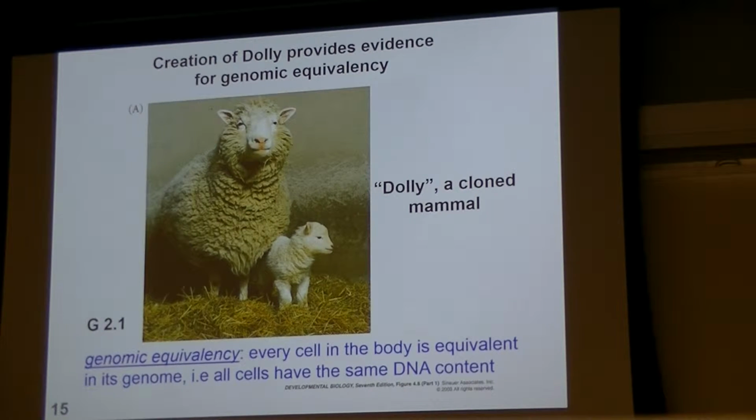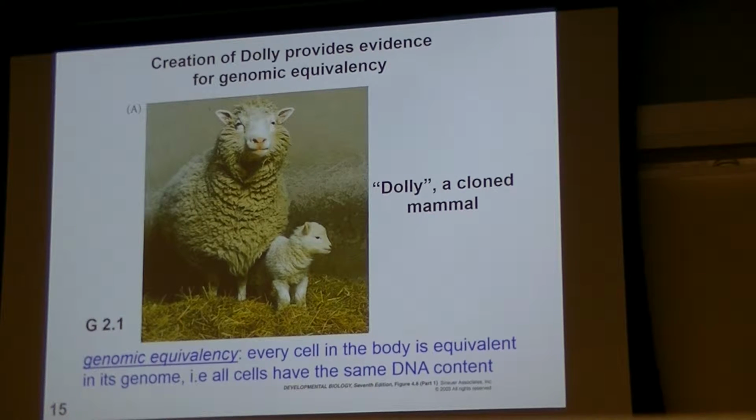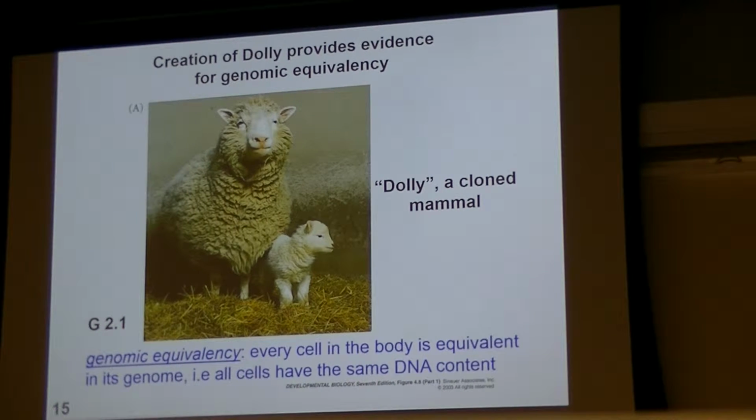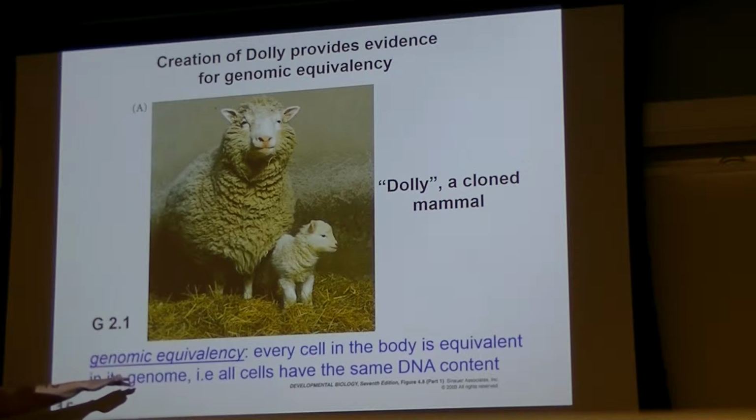So that could only have happened if the DNA from the starter cell was a full, complete set. Otherwise, we would have been missing critical pieces of genetic information. So this idea is called genomic equivalency, and it means that every single cell has the same DNA content. I'm not talking here about, of course, small somatic mutations that happen in life, but in a basic sense, the number of chromosomes, the length of the chromosomes, etc., is really the same from every single cell of our body. Okay. So that's genomic equivalency.